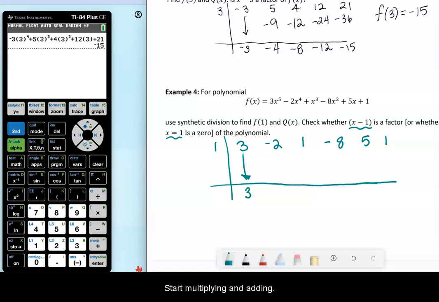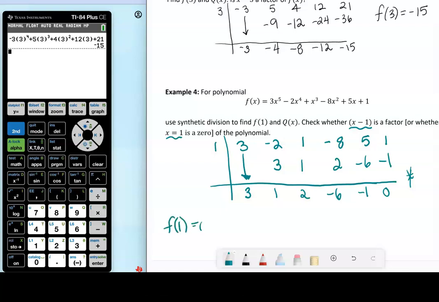Start multiplying and adding. 1 times 3 is 3. Negative 2 plus 3 is 1. 1 times 1 is 1. 1 plus 1 is 2. 1 times 2 is 2. Negative 8 plus 2 is negative 6. 1 times negative 6 is negative 6. 5 minus 6 is negative 1. 1 times negative 1 is negative 1. 1 minus 1 is 0. Yay! We just found out that f of 1 equals 0. So x equals 1 is a 0 of the function.